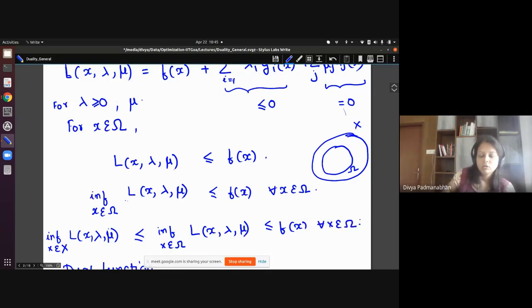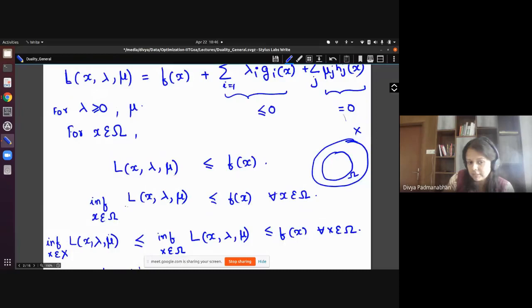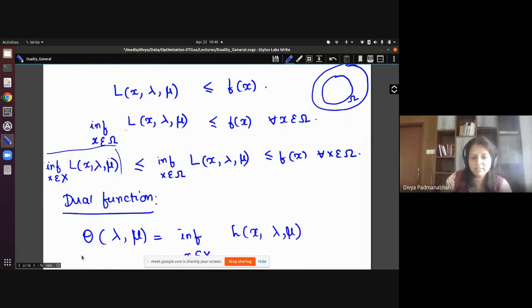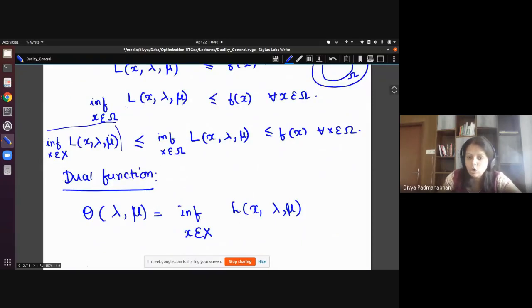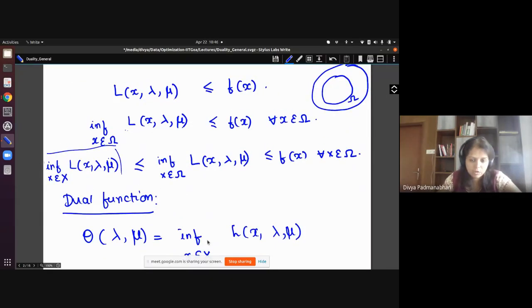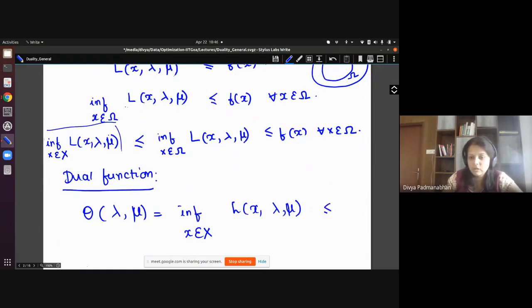The reason we would go for the infimum over x in this larger set, capital X, is that sometimes the problem may be easier to solve if your X is just the domain, and it could be an unconstrained problem. So we will use this as the lower bound, and define what is called the dual function, which is just the infimum of this Lagrangian over all x in capital X. This is always going to be less than or equal to f(x) for every x in omega, so it is always a lower bound.